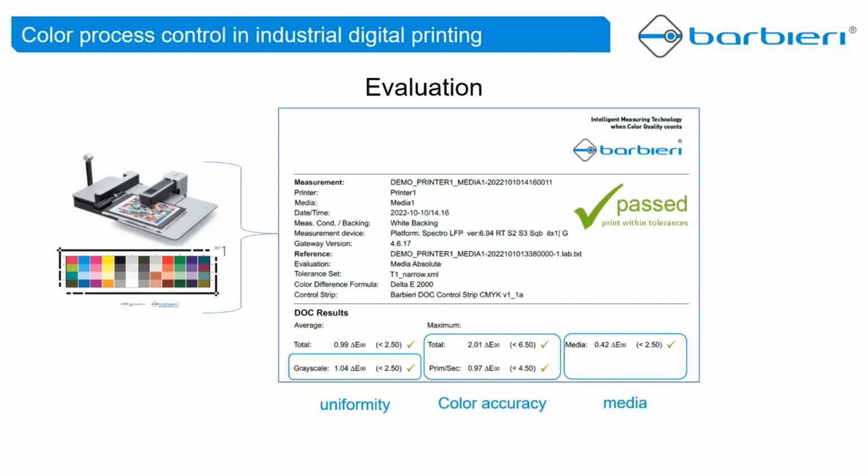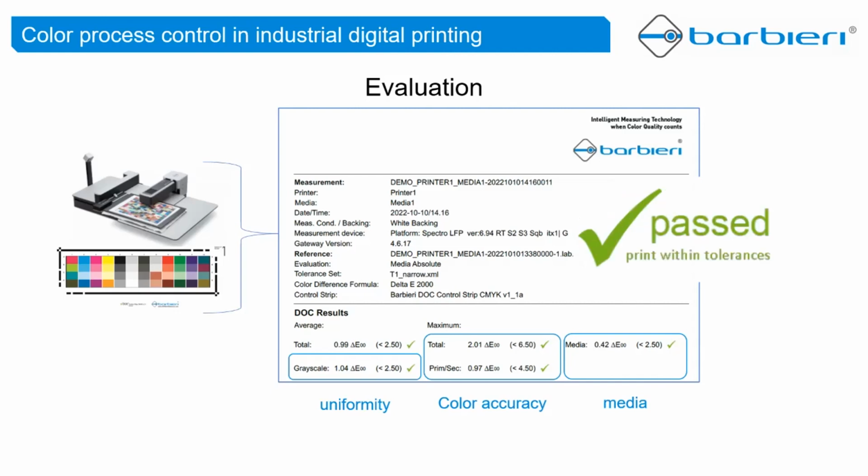Most important information here, of course, I want to know, did I pass? Is my print fine? Did I hit it? Can I continue with my production? So that's an example of an evaluation of such a control strip.